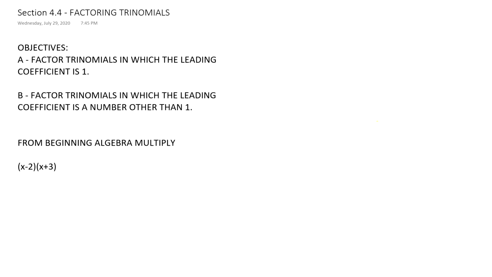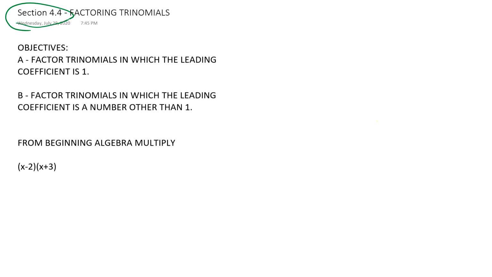Okay, in section 4.4 today, we're going to be factoring trinomials. All right, and our objectives: A was to factor trinomials in which the leading coefficient is 1, and B is to factor trinomials in which the leading coefficient is a number other than 1. All right, so these are two little guides that will help us solve our problem in a fast, efficient way.